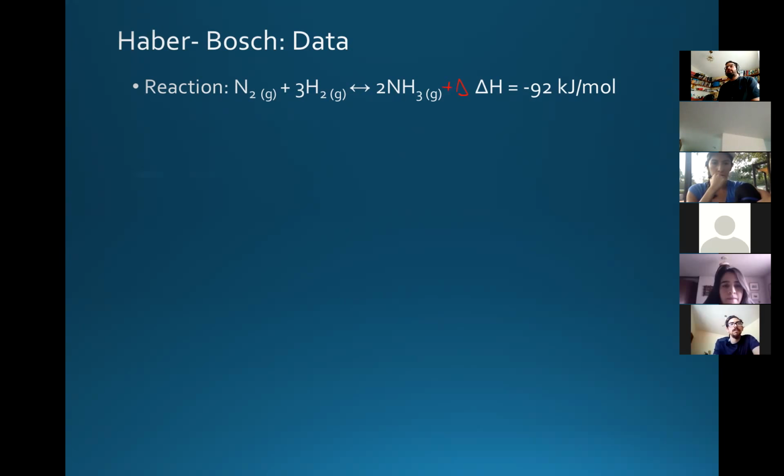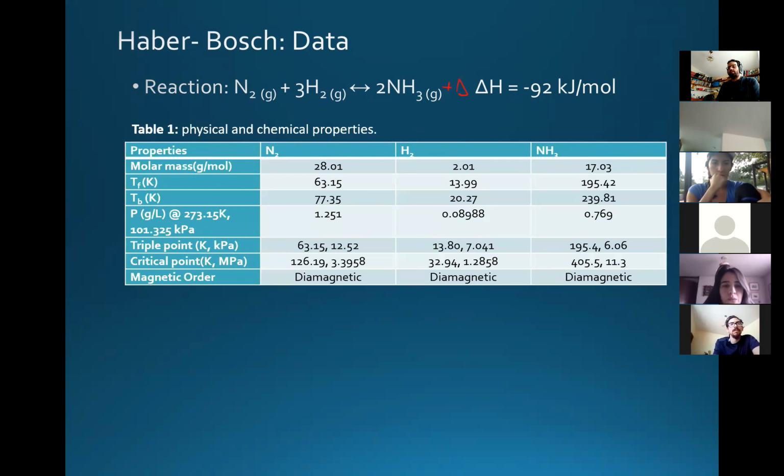Okay, and then I gave you a lot of physical properties about these 3 gases, the reactants and the products. So the molar mass, the fusion temperature, the boiling point, the density, the triple point, the temperature and the pressure at which you obtain the triple point, and the critical point. Okay, and the magnetic order. The magnetic order was just for fun. You don't need it for this particular process.